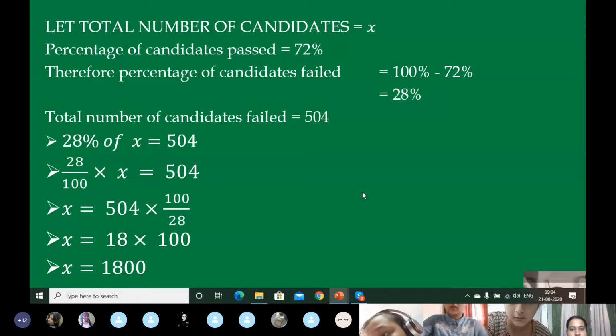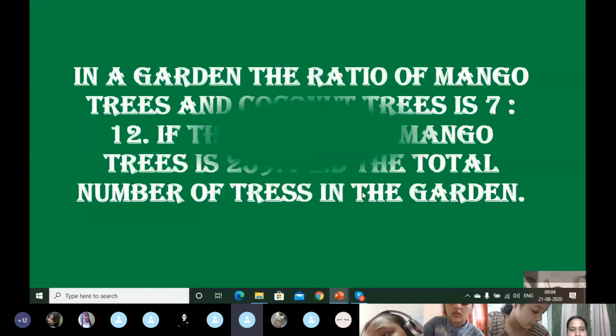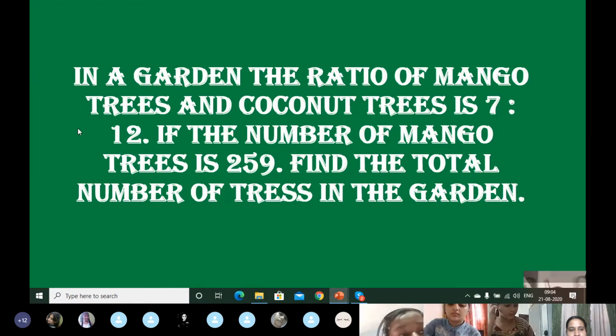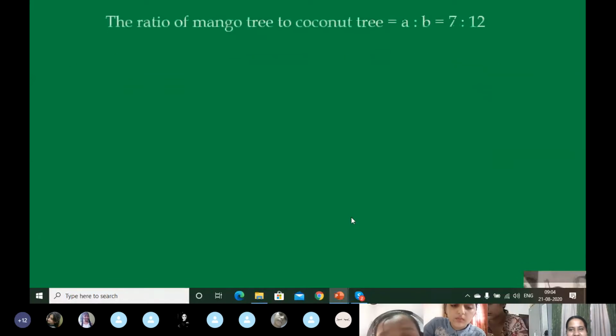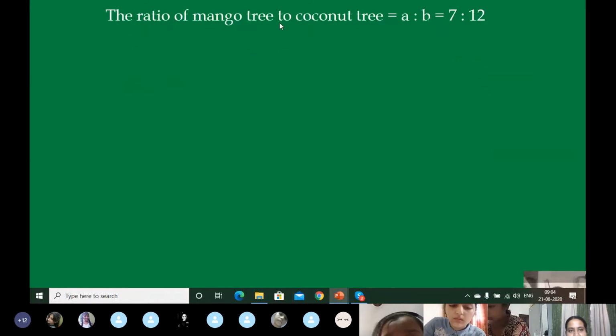Next form of question. In a garden, the ratio of mango trees and coconut trees is 7:12. If the number of mango trees is 259, find the total number of trees. So the question says the ratio of mango trees to coconut trees is A:B. That is 7:12 was given to us. Any confusion till here?